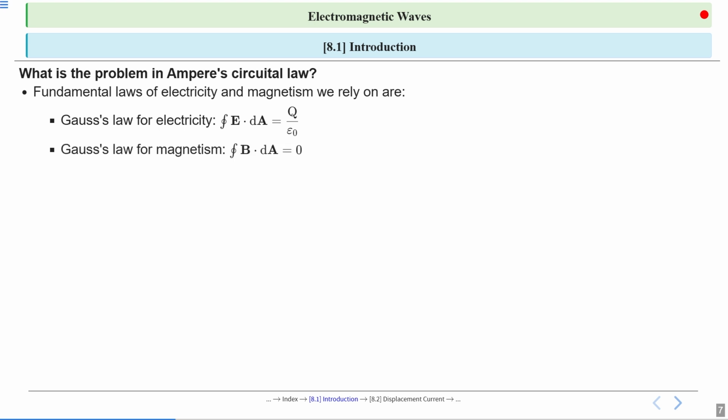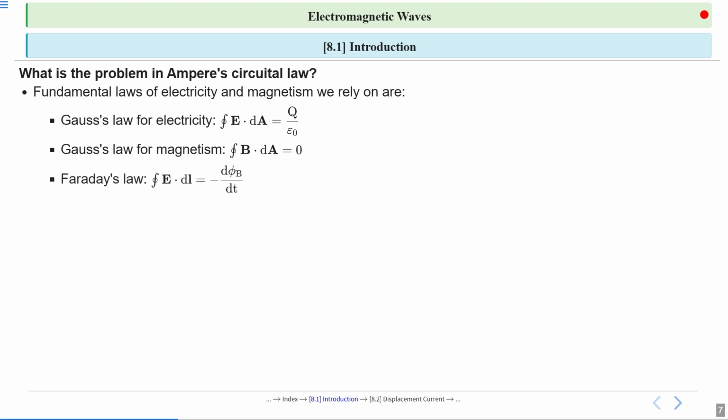Another law, Gauss law for magnetism, we have discussed. That is closed integral over a closed surface of B dot dA, the magnetic flux through any closed surface, is always equal to 0. That means magnetic monopoles do not exist. Magnetic field lines form closed loops, due to which outward flux equals inward flux. That's why the net magnetic flux through any closed surface is always 0.